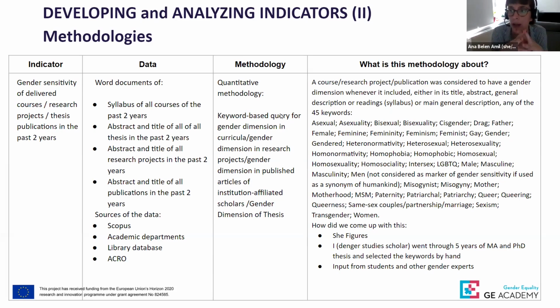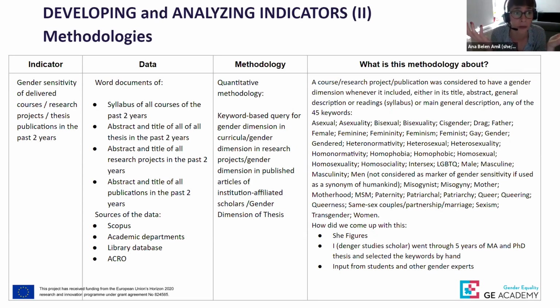So as you know, I come from an institutional change project towards gender equality, and we had our indicators developed. And one of those was the gender sensitivity of courses at our university, gender sensitivity of research projects and thesis publications in the past 2 years. So we took a 2-year frame for these 3 indicators. These are 3 separate indicators: gender sensitivity in courses, in research projects, and in theses of our students.